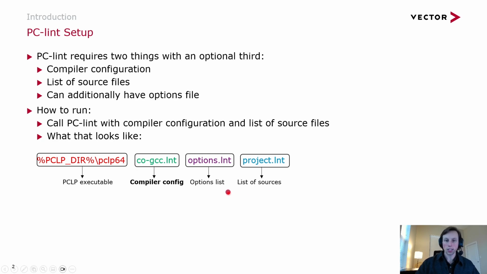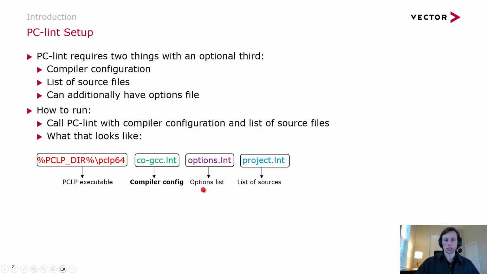You can additionally add an options indirect file to house any other options you may have, such as suppressions or different coding standards. But as a general rule, this isn't actually required for PC-lint to work. It's just there to provide additional options.